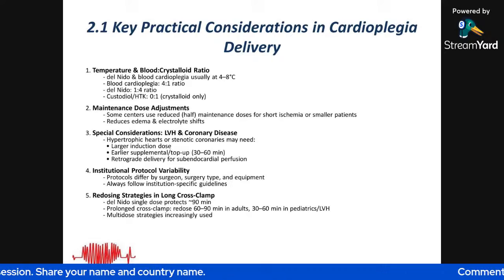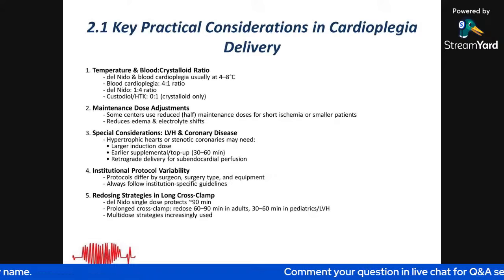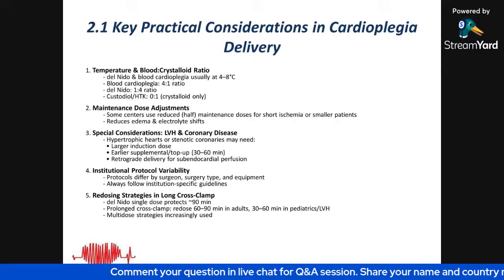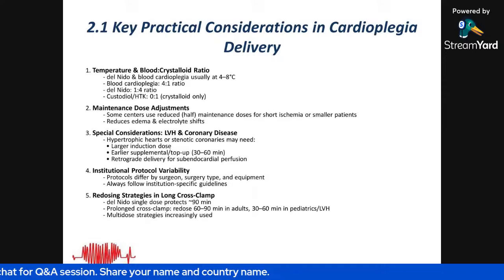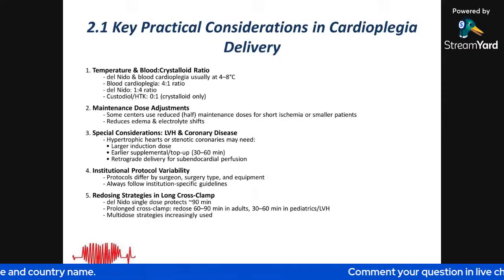Custodiol or HTK, the blood crystalloid ratio is 0 to 1, because HTK just contains crystalloid and there is no blood in HTK. But don't be confused, HTK blood hybrid contains a little blood.